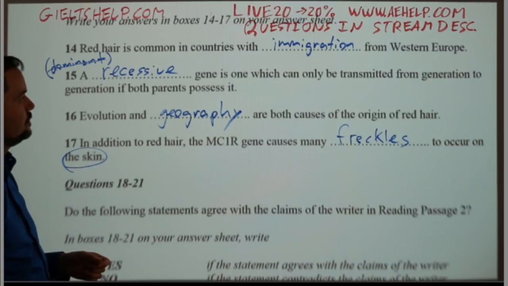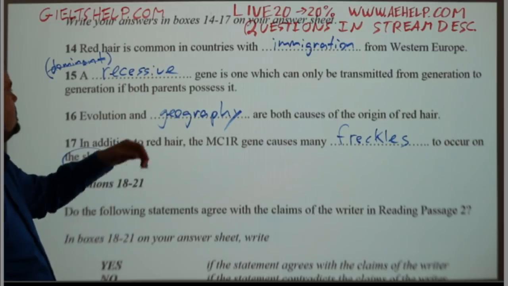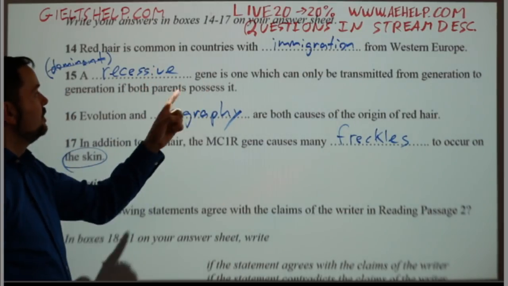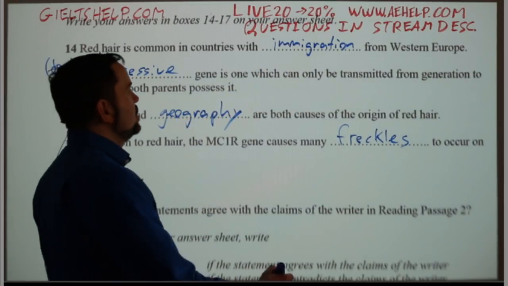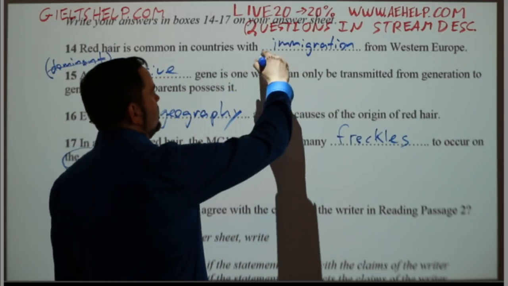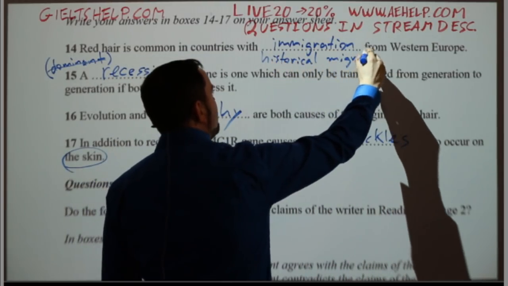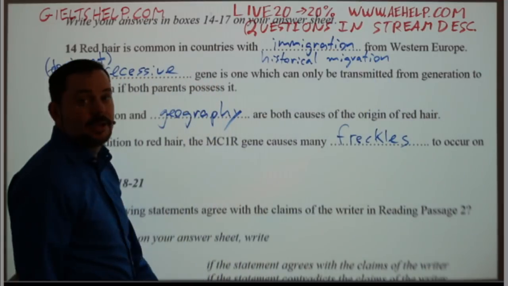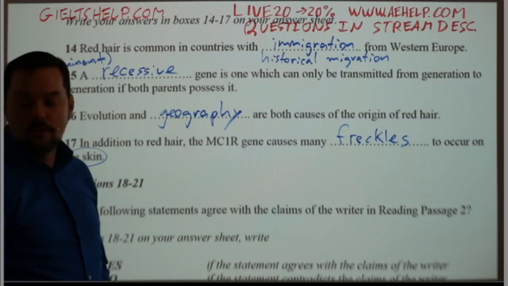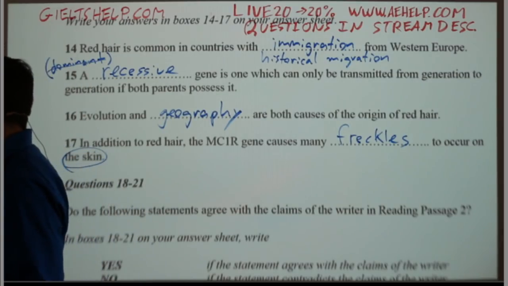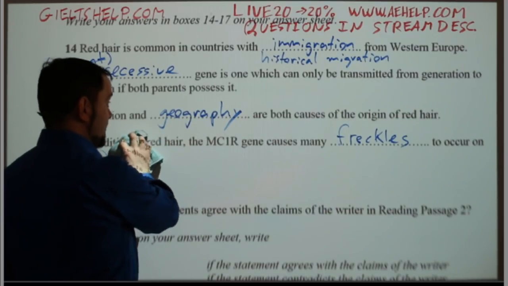Now, because the question says no more than 2 words, one of these is probably going to be 2 words. I think they would accept immigration, but here they might be looking for a historical migration. Okay. All right. So let's go on to the next set of questions. And of course, we can check these after in the answer key, and we'll do that at the end.